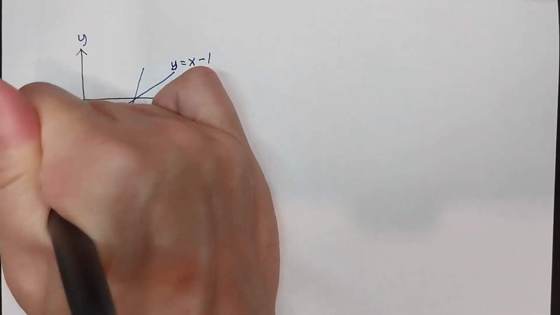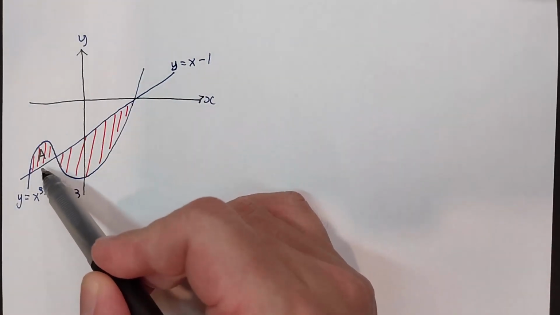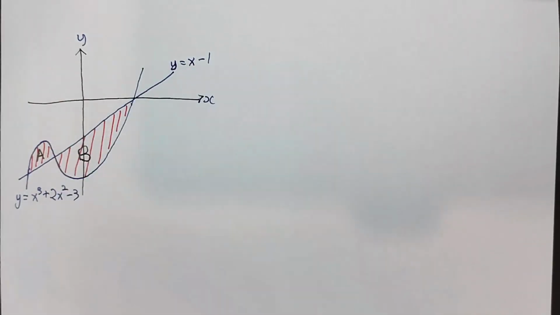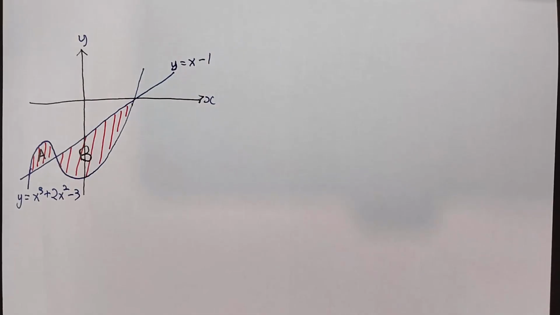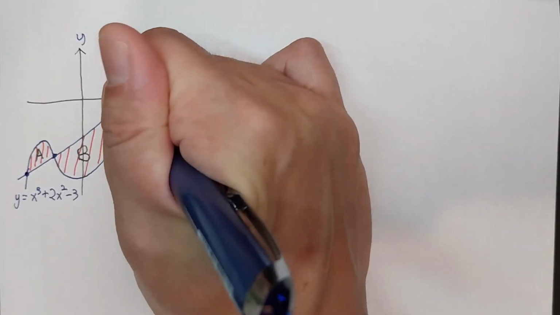So how do we solve a question like this? First region, let's call this region A. I will take the top curve minus the bottom curve. And in order to find this region B here, I will take the top curve minus the bottom curve. You will also realize that in order to do that, I must be able to find all these intersection points.